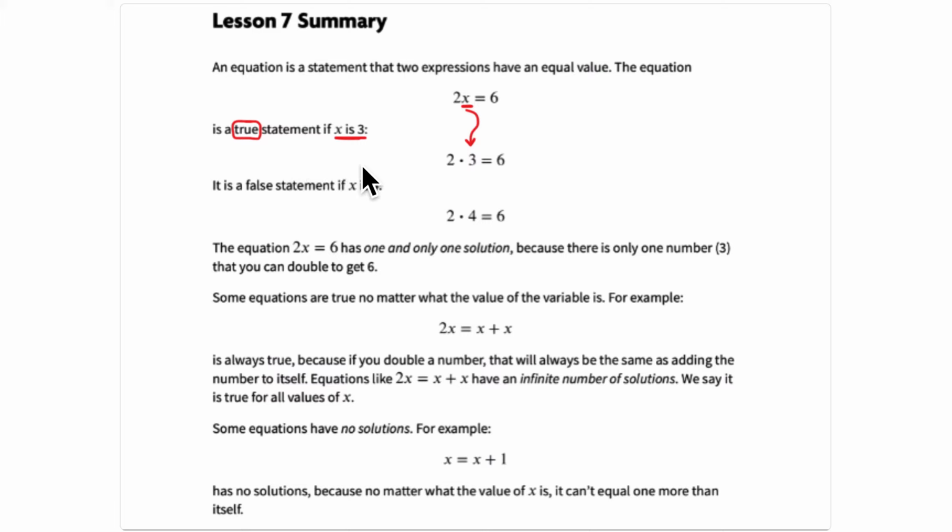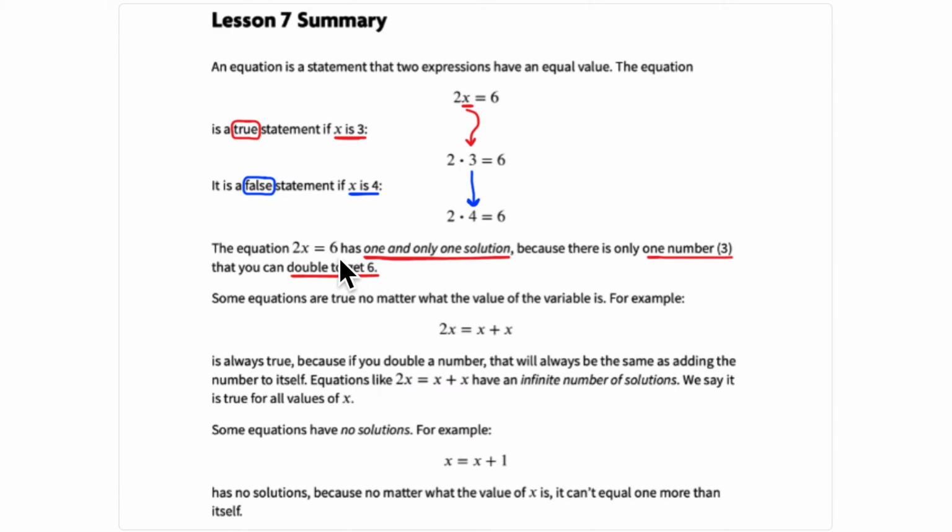And they say this is true for x equals 3, which is correct. 2 times 3 equals 6. But if you replace x with 4, you get 2 times 4. That does not equal 6. That equals 8, actually. So 3 is a solution to this equation because there's only one number, that 3, that you can double to get 6.